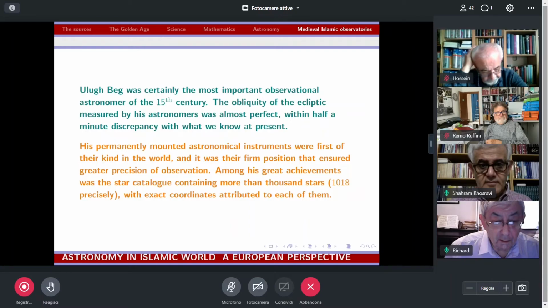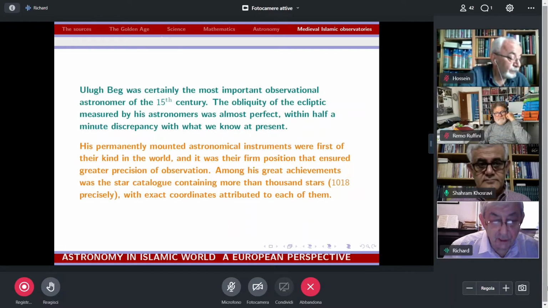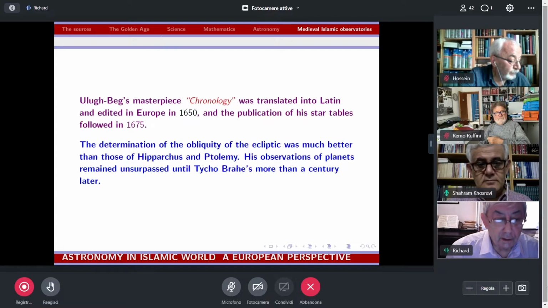And later his masterpiece, the Chronology, was translated into Latin and given to European scientists in the 17th century. His achievements were unsurpassed until Tycho Brahe's, more than a century later.